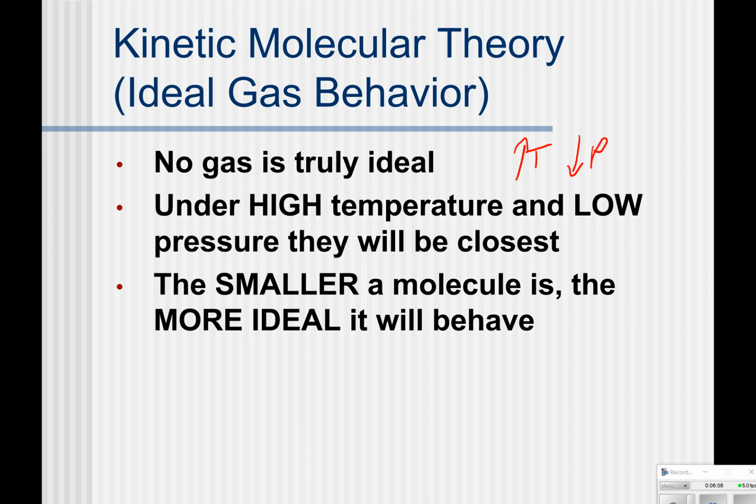The next part is that the smaller the molecule is, the more ideally it will behave. So the smaller size molecules, let's say something like H2 gas, we do a little simple particle diagram here, compared to Cl2 gas, the smaller the gas molecule is, the more ideal it's going to behave. The larger it is, the less ideal it's going to behave. So gases like hydrogen and helium are going to behave most ideally because those are our two smallest gases.